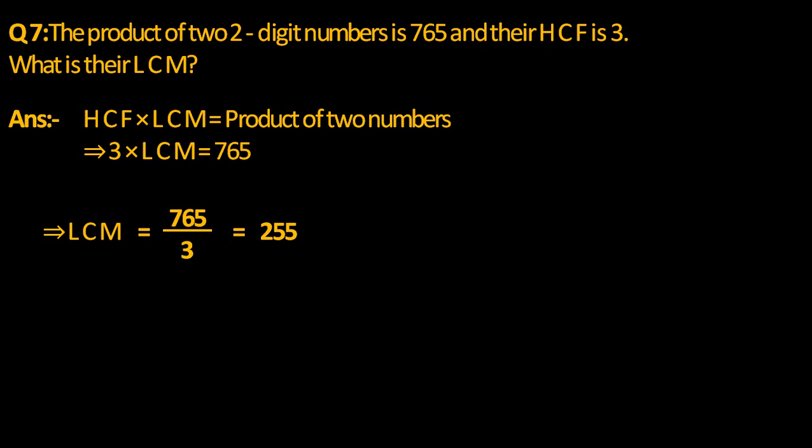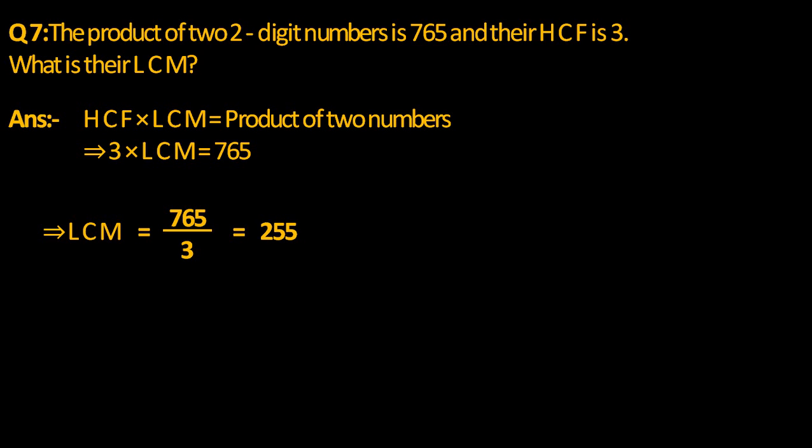Question number 7. The product of two numbers is 765 and their HCF is 3. What is their LCM? As we know, HCF into LCM is equal to the product of the two numbers. The product of the two numbers is already given, that is 765. HCF is given as 3. You need to find the LCM. So 3 multiplied by LCM is equal to 765.